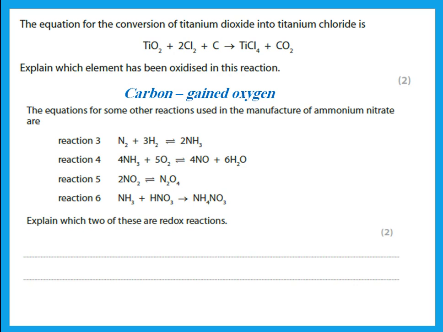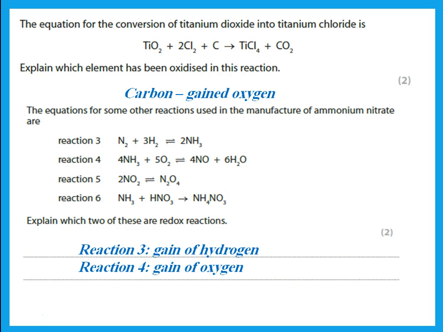The next question says the equations for some other reactions used in the manufacture of ammonium nitrate are so and so. Explain which two of these are redox reactions. Again, let's remind ourselves, what do redox reactions involve? They either involve gain or loss of oxygen, gain or loss of electrons, gain or loss of hydrogen, or increase or decrease in oxidation number. So which reaction has at least one of these factors?